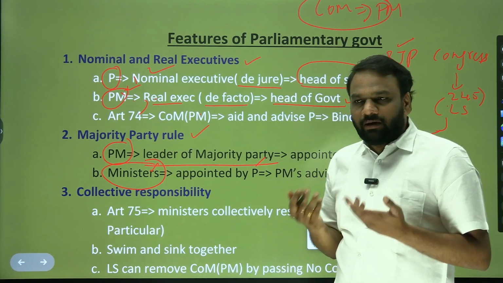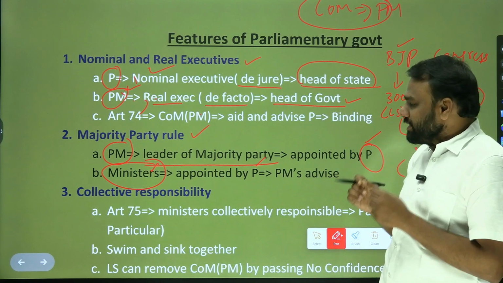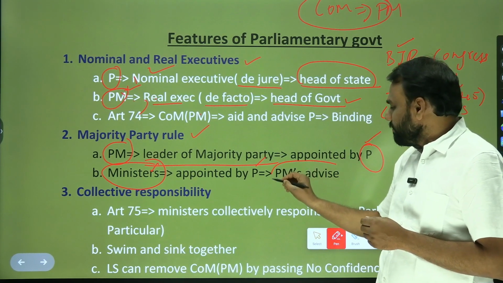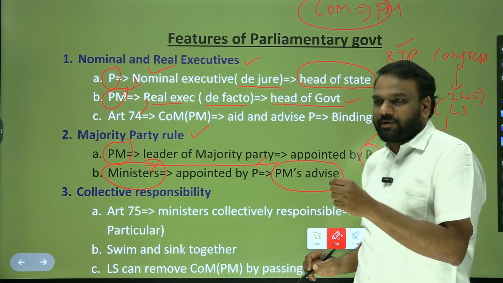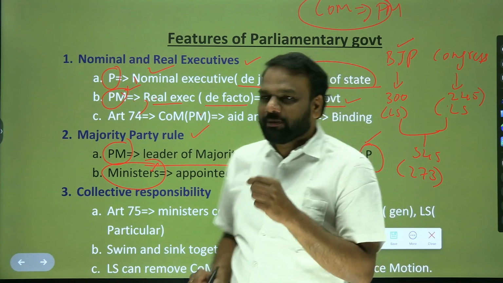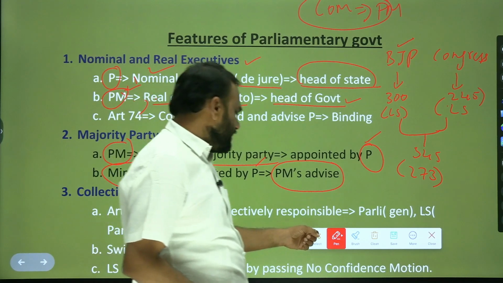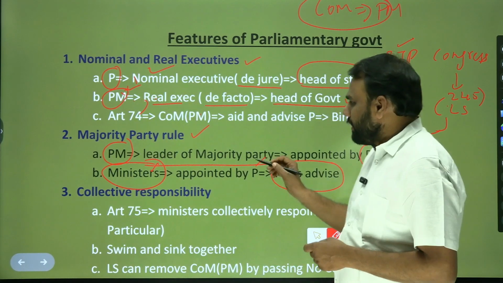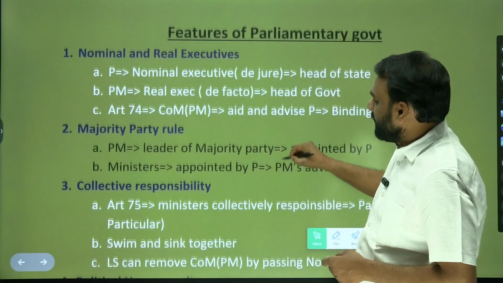But can the President appoint any person as a minister? No. The President has to appoint the ministers who have been advised by the Prime Minister. Whosoever's name the Prime Minister takes and asks the President to appoint as a minister, that person has to be appointed as a minister by the President. So this is the second feature, majority party rule. This is a feature of parliamentary government.